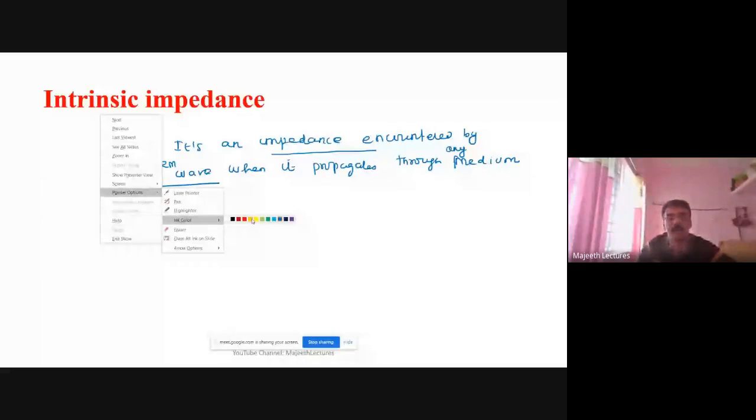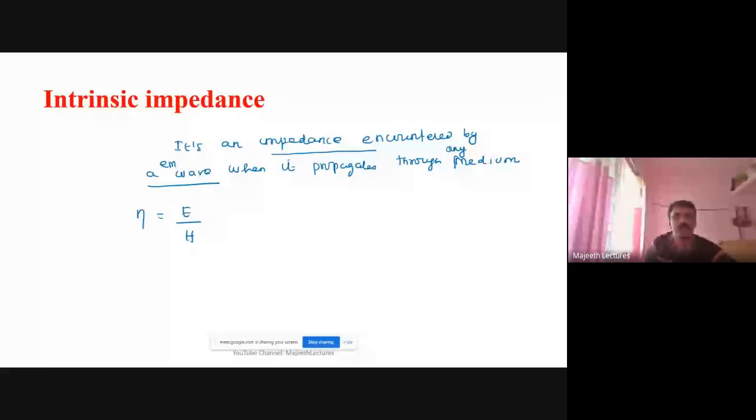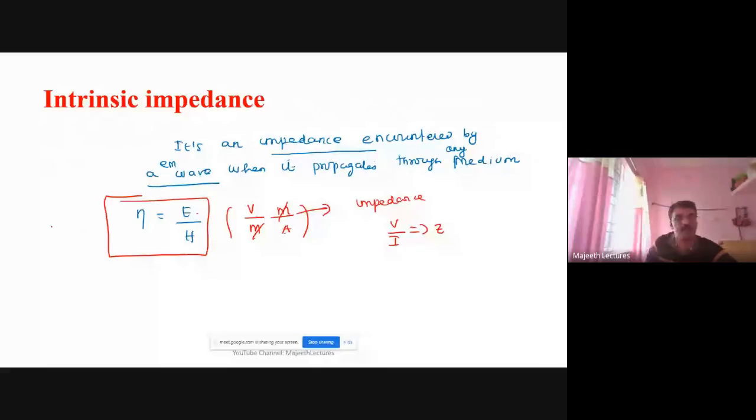How has it become an impedance? Impedance means we know it is a voltage by current. We know what is the unit of E. E is electric field. E is volt per meter. What is the unit of H? It is ampere per meter. So ampere per meter, it will go up. Meter cancels. So it will become volt by ampere. What is volt by ampere? Which is nothing but the impedance. V by I, that is equal to Z. So eta is equal to E by H defines intrinsic impedance.